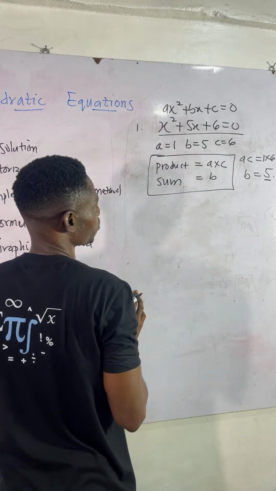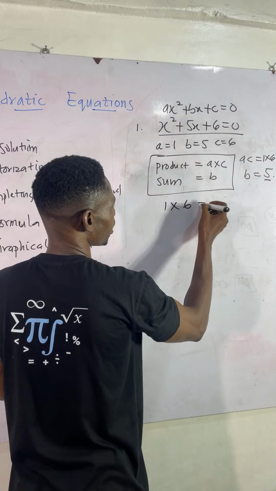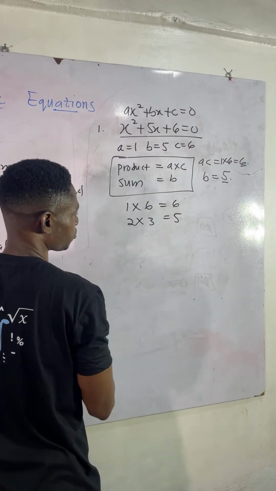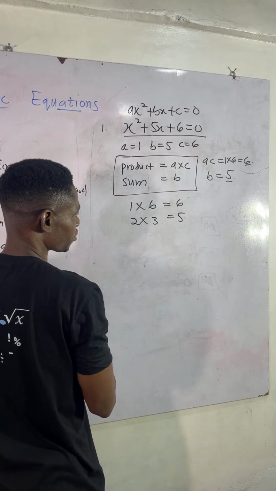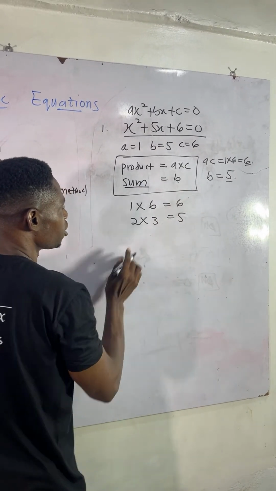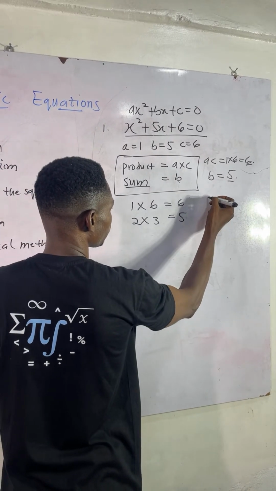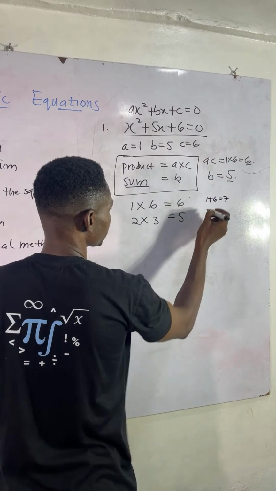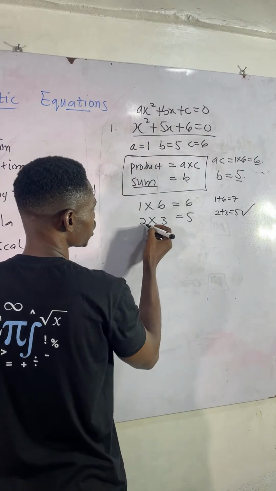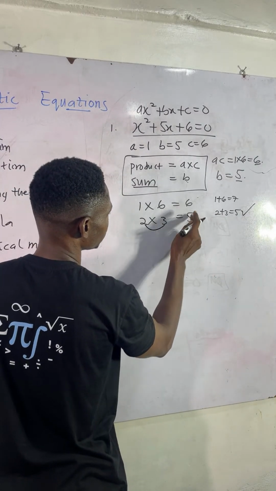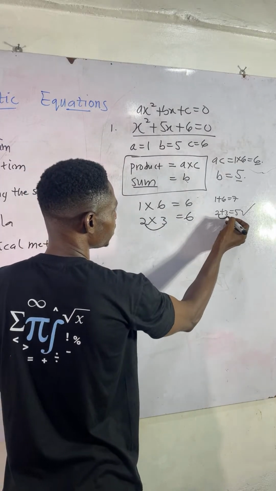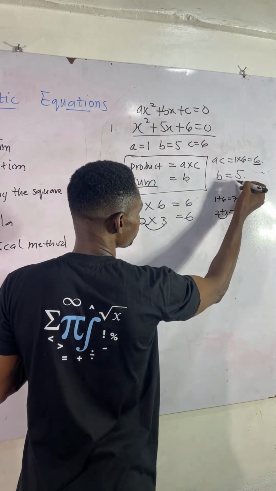Now let's go. 1 multiplied by 6 can give us 6. 2 multiplied by 3 can give us 6. But now the second condition, when we add them, the sum should give us B. So if we get the sum, 1 plus 6, that's 7. And 2 plus 3, that's 5. So this qualifies. When we multiply 2 and 3, it gives us 6. When we add 2 and 3, it gives us 5. So it fulfills the condition.